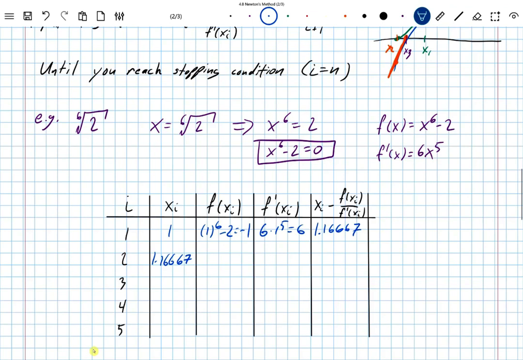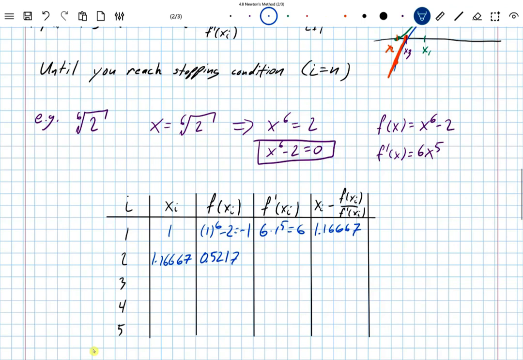I'm going to do this in real time. Hopefully you are playing along. See if you can do this with me while we plug these into our appropriate functions. So I'm going to plug in 1.16667 to the 6th minus 2. And I get, looks like, 0.52. I got to make a choice here. Let's go with 4 decimal places. Always carry around at least one more than you think you need. Now I'm going to plug 1.1667 into that derivative.